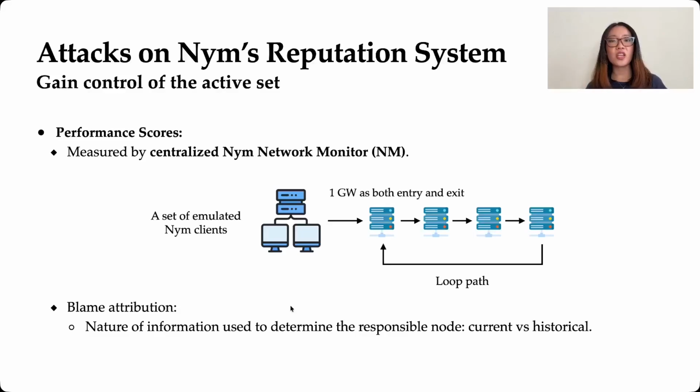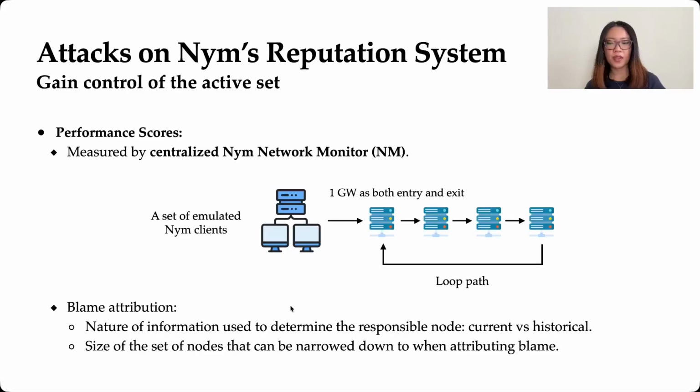And this moves on to the two metrics of blame attribution. The first one is the nature of information used to determine the responsible node, which is either current information or historical information, as an assumption of whether the node is being honest or adversarial. And the second one is the size of the set of nodes that can be narrowed down to when attributing blame. And the NIM network monitor has two different measurement algorithms as of the time of the paper. That's a different combination of different blame attribution metrics.